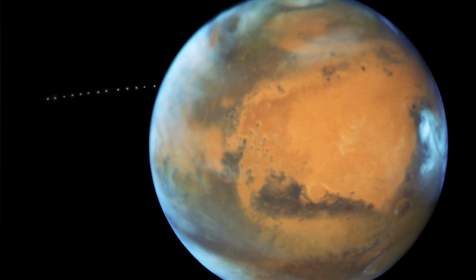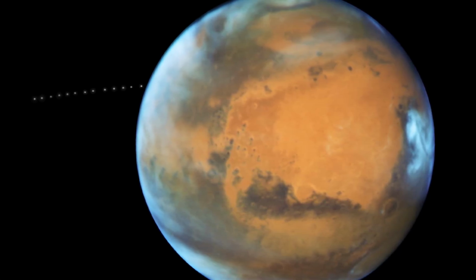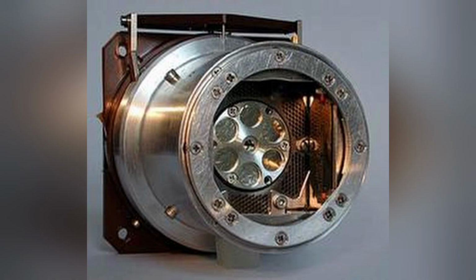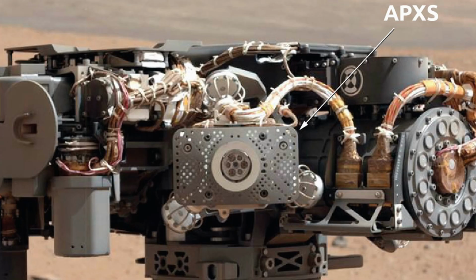Now, what are some things we've observed using these X-ray detectors? On Mars, NASA's exploration rover Spirit used X-rays to detect the spectral signatures of zinc and nickel in the Martian rocks. The piece of equipment that did this was called the Alpha Proton X-ray Spectrometer. This instrument uses two techniques, one to determine structure and another to determine composition. Both of these techniques work best for heavier elements such as metals.